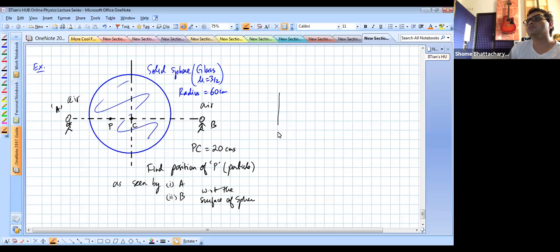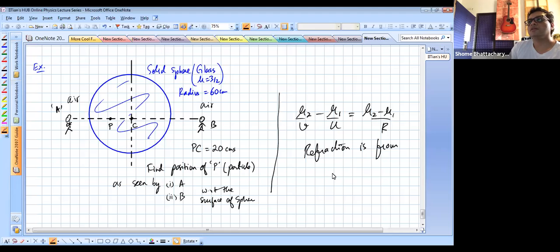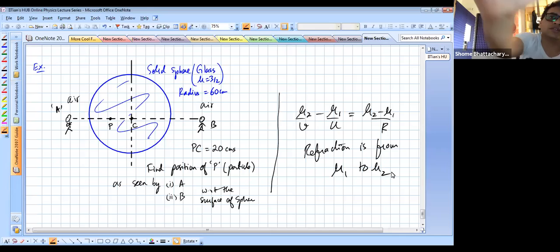And for that, you have to use this formula, that mu2 by V minus mu1 by U is equal to mu2 minus mu1 by R, with signs. And here the refraction in this formula, the convention is, it is from mu1 to mu2. So the rays are going from the medium which is having refractive index mu1 to the medium which is having refractive index mu2.